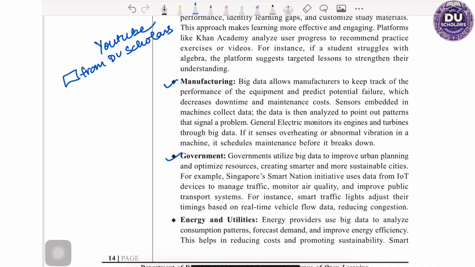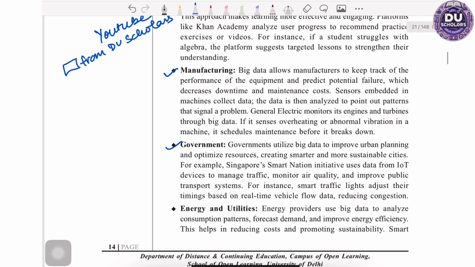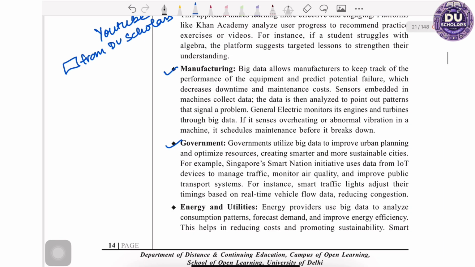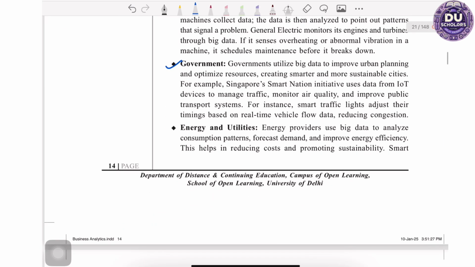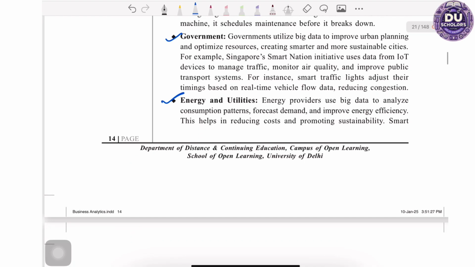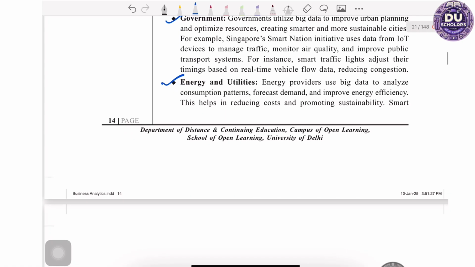And talking about government, it uses big data to improve urban planning, optimize resources, and create smarter and more sustainable cities. For example, Singapore's Smart Nation initiative uses data from IoT devices to manage traffic, monitor air quality, and improve the transport system, right? Talking about energy and utilities, this sector analyzes data consumption patterns, forecasts demand, and improves energy efficiency.